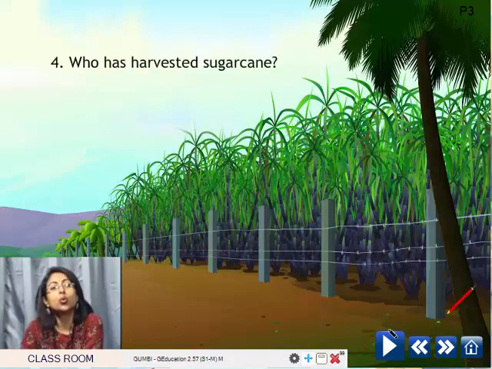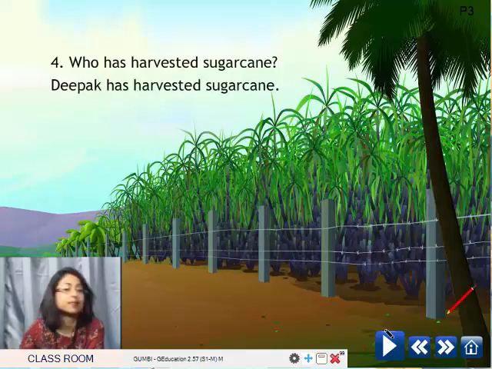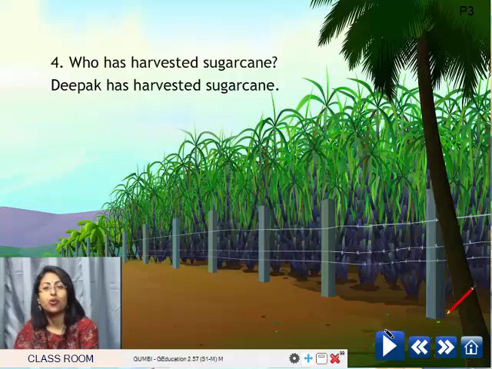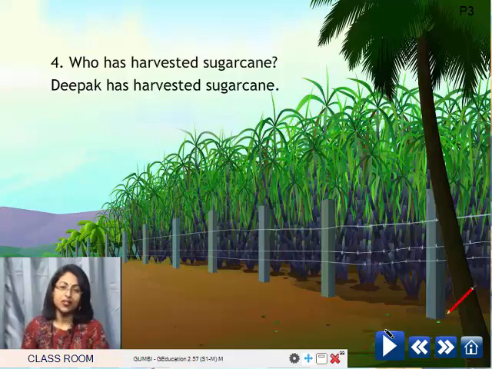Who has harvested sugarcane? Deepak has harvested sugarcane. Very good. I'm sure all of you are answering in the right manner. So, Deepak has harvested sugarcane.